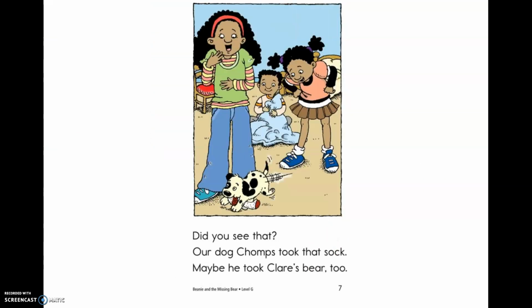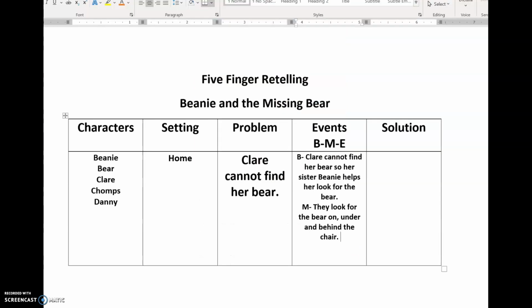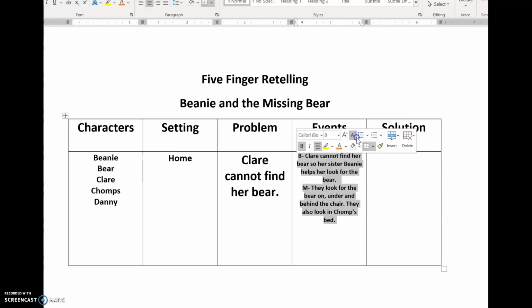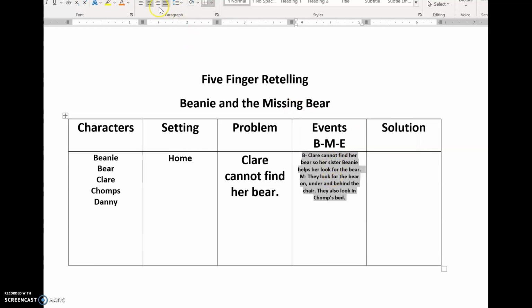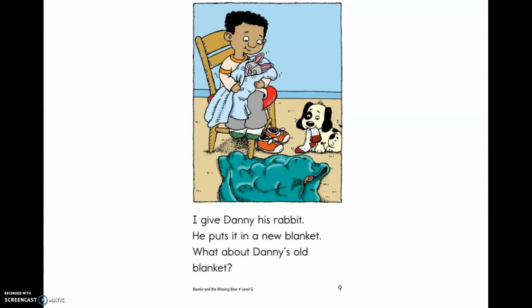Let's keep going. And then they find dog Chomps taking that sock and running away, right? They also look in Chomp's bed, right? They also look in Chomp's bed. Okay. Okay, and then let's keep going. There's no bear there.